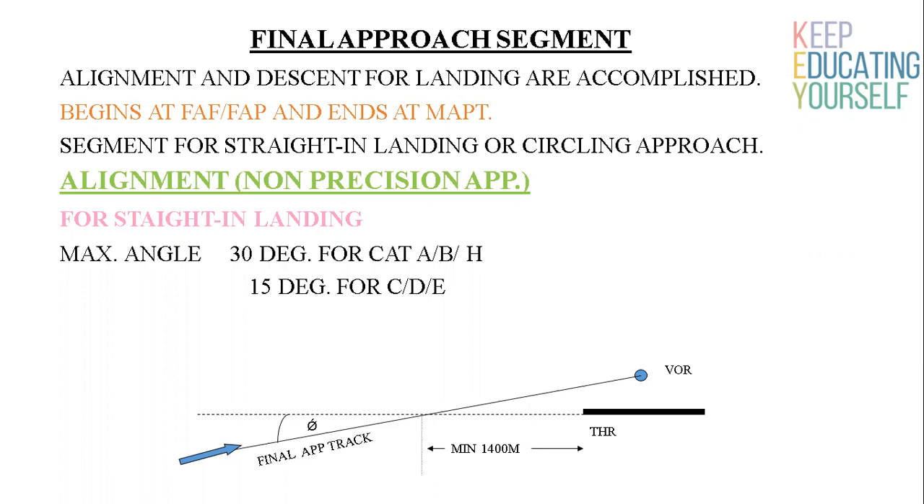Maximum angle for the straight-in approach: the angle formed by the final approach track and the runway centerline shall not exceed 30 degrees for category A and B aircraft and 15 degrees for other aircraft categories.